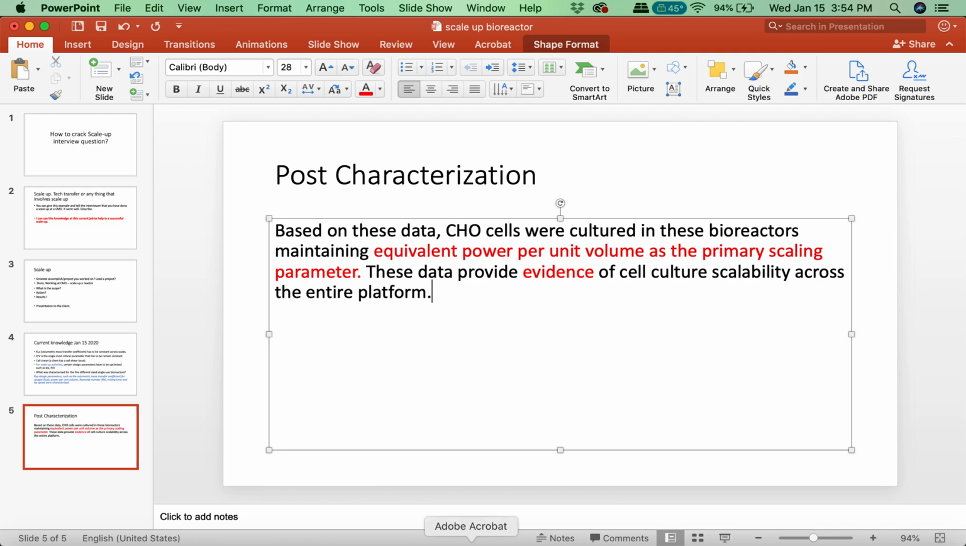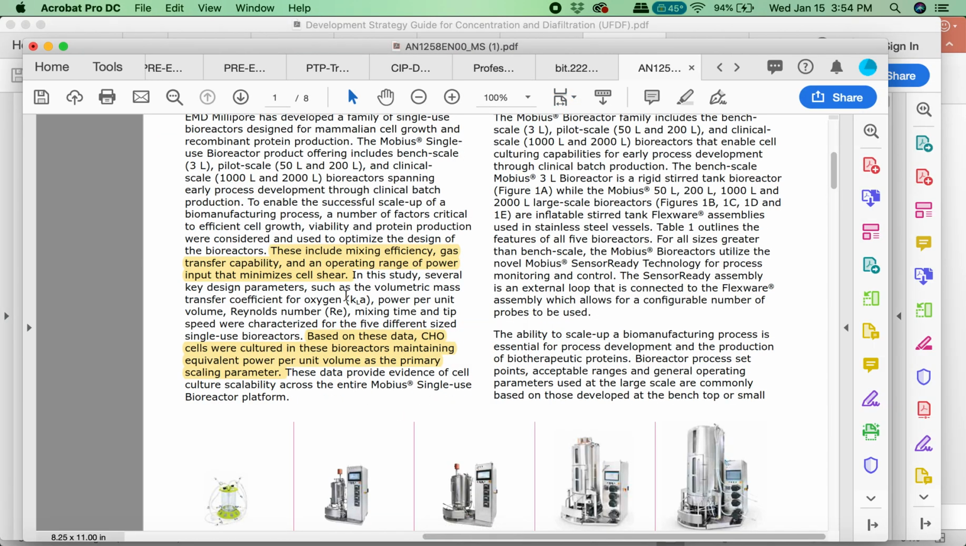Anyhow, so this right here is the most important paragraph. To enable a successful scale up of a biomanufacturing process, a number of factors critical to efficient cell growth, viability, and protein production were considered and used to optimize the design of the bioreactor. These include mixing efficiency, gas transfer capability, and operating range of power input that minimizes cell shear. So you gotta emphasize cell shear, and then you can talk about key design parameters.